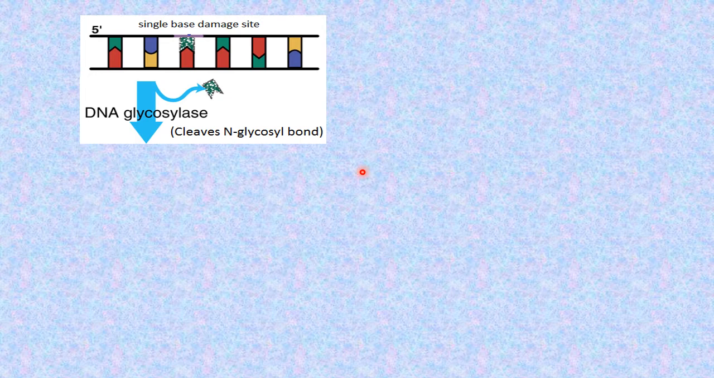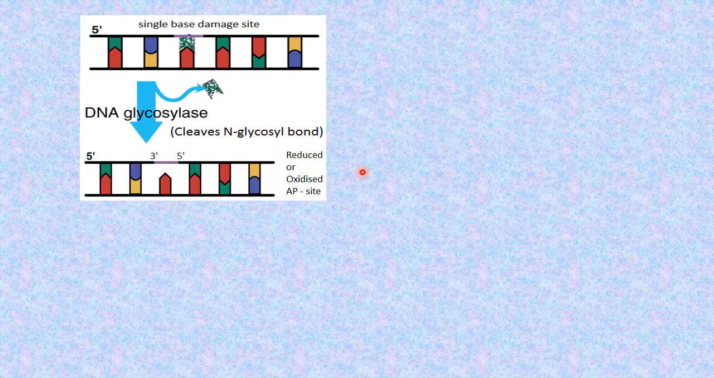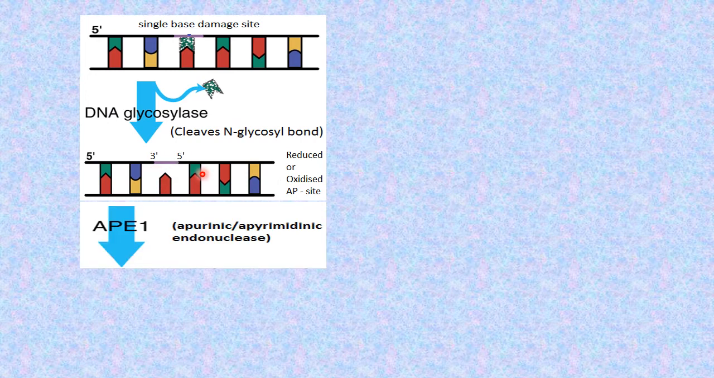But here the DNA glycosylase that is involved in this type of pathway is the bifunctional DNA glycosylase. It has two activities, the glycosylase activity and the lyase activity. So because of its glycosylase activity, it will remove the damaged base. And this abasic site is recognized by the AP endonuclease. Now, a similar thing happened during the short patch repair pathway too.